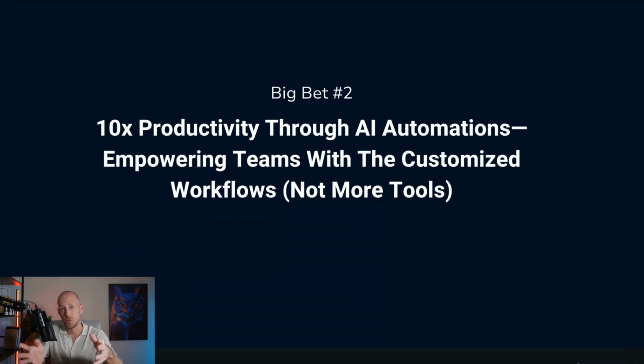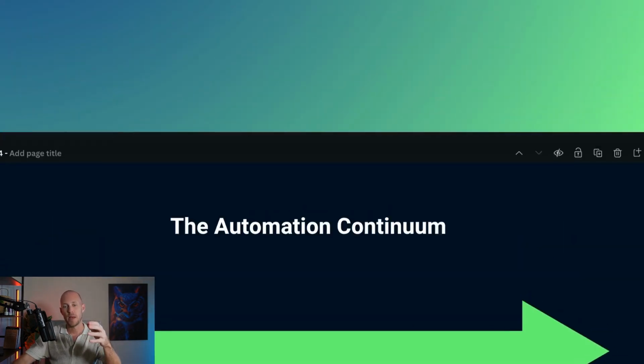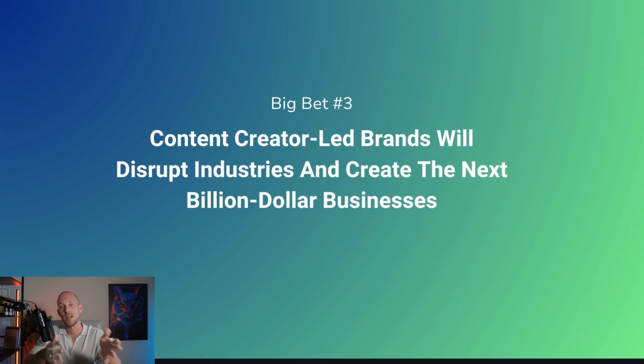But the big bet number 2 that we're making here at Big Moves AI Automation Marketplace is that our teams will have 10x productivity through AI automations. And it's more about empowering our teams with customized workflows, not more tools and apps. And then big bet number 3 is that content creator-led brands will disrupt industries and create the next billion-dollar businesses.